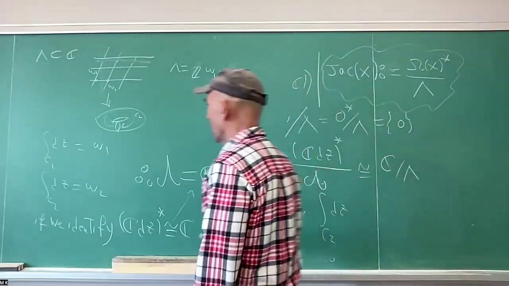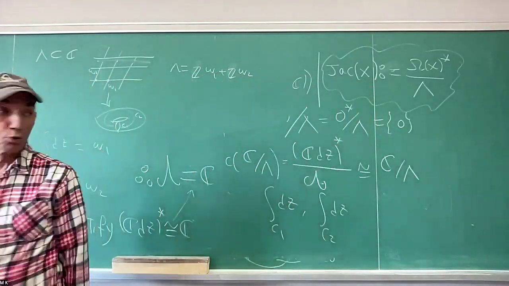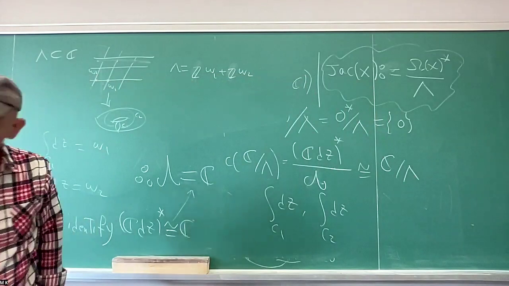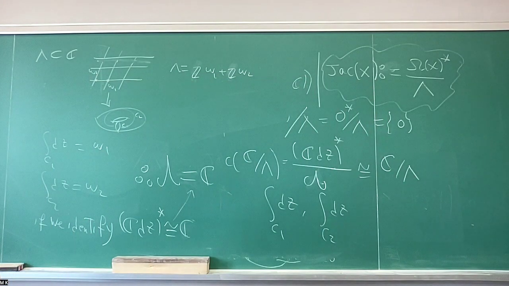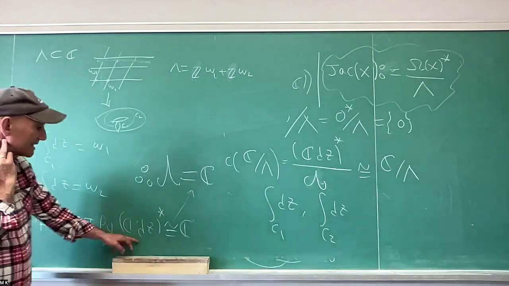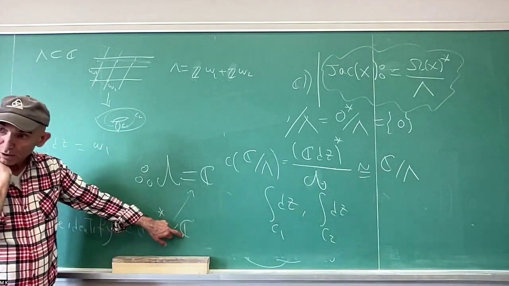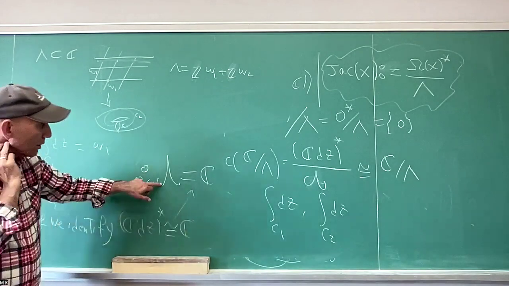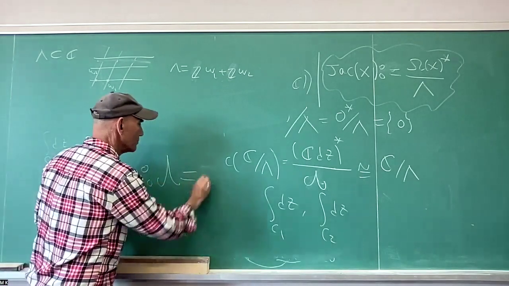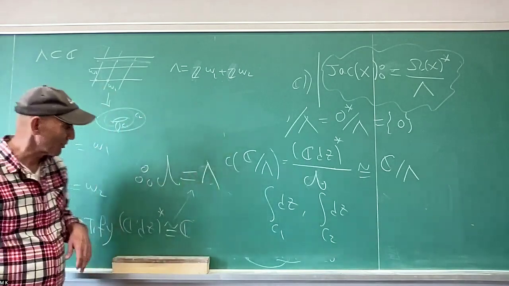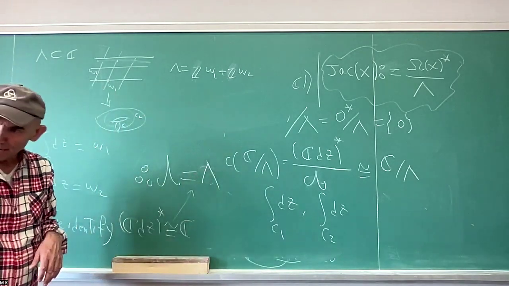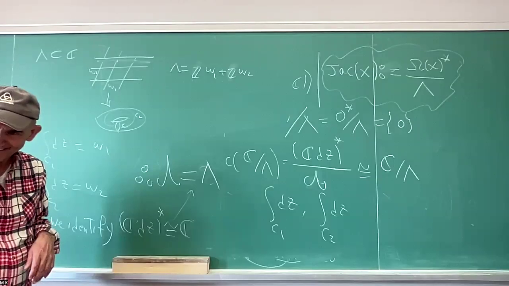So the Jacobian of C over, sorry, is it C over C? C over Z? No, the lattice is not C. Oh, no, C star is C. Right, and what's the lattice? The lattice, oh, this is bad. I'm sorry. That's what I meant. Yeah, good. Thank you for being attentive.